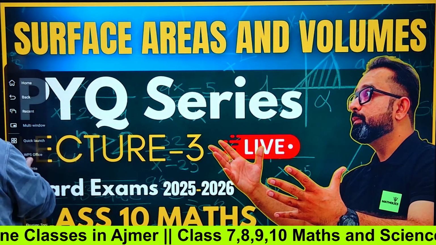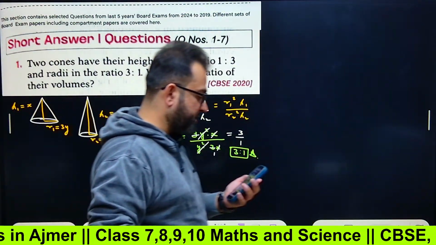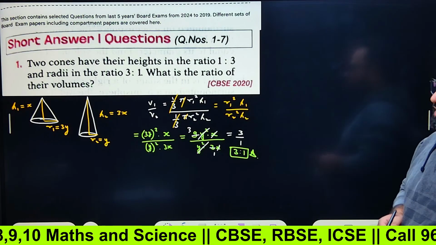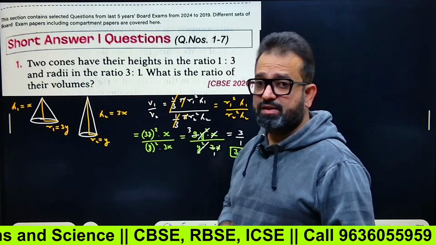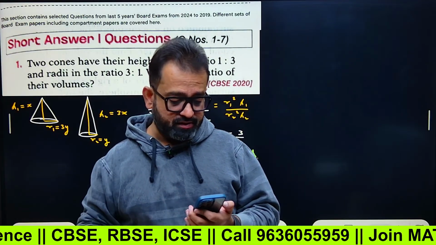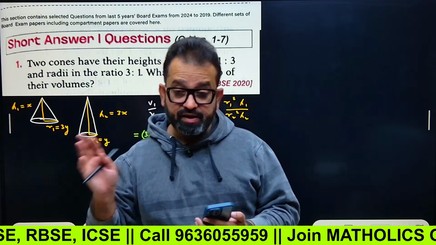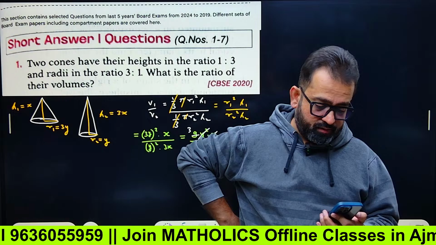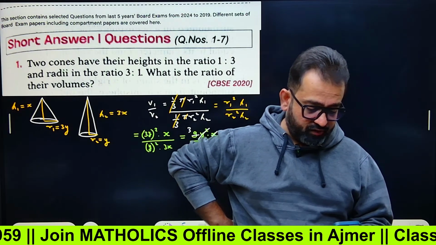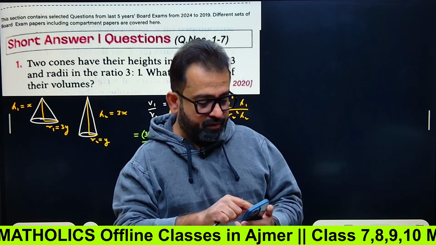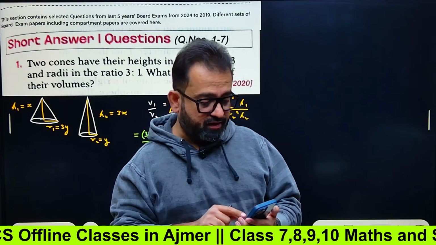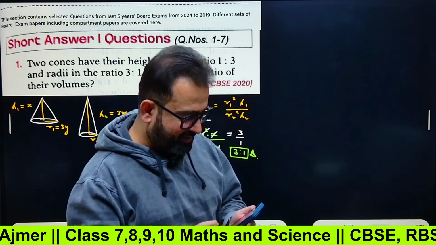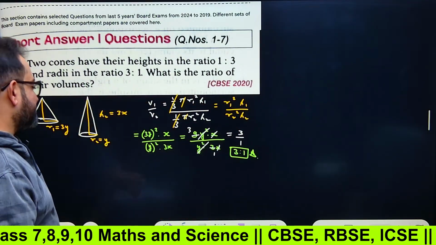So this is the PYQ lecture number 3 for the chapter surface area and volumes, class 10 maths. Now, how many of you remember the formula for surface area of hemisphere? What is the curved surface area of hemisphere? Anyone in the comments? Yes, so that's 2 pi r square.